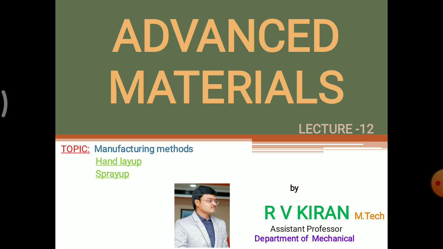So for the production of a composite, we have to use different types of operations in the machines, and we also use different manufacturing methods. There are different varieties of manufacturing methods in industries as well as in the research and development unit. In this lecture, I am going to discuss the methods of hand layup and spray layup. These are the two methods I am going to explain in this video lecture.